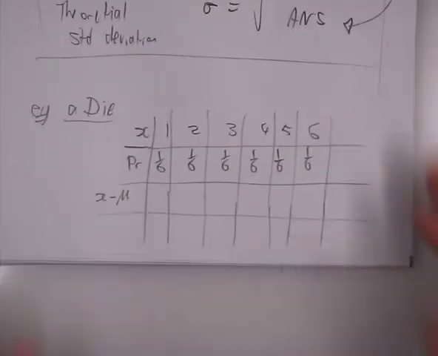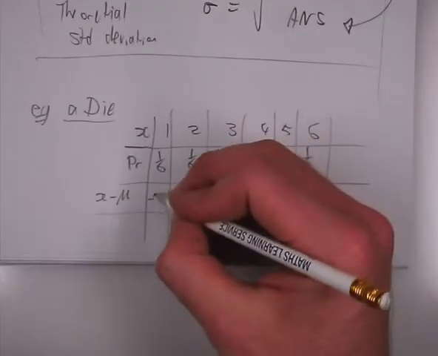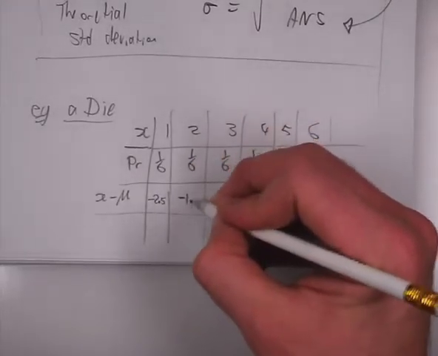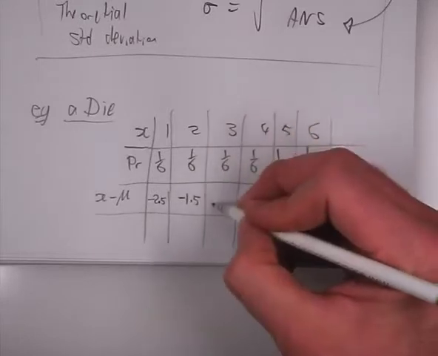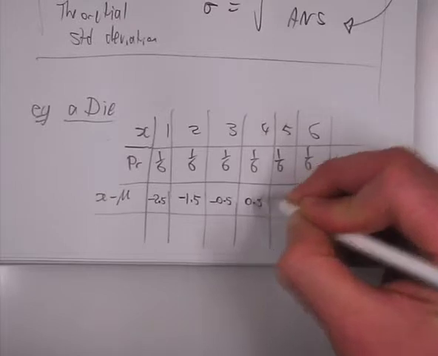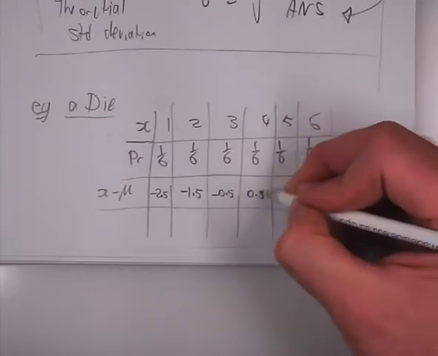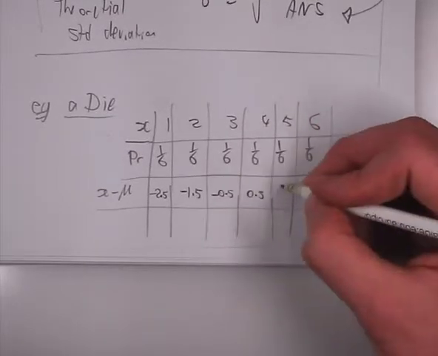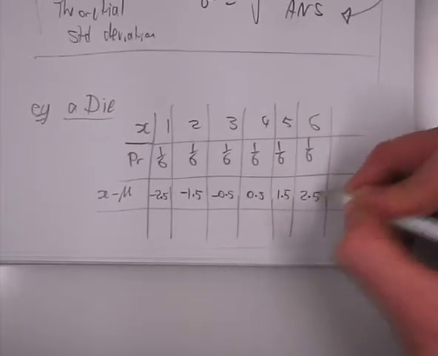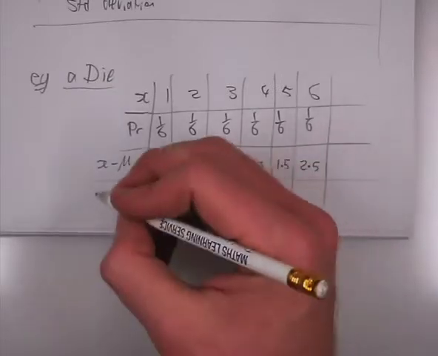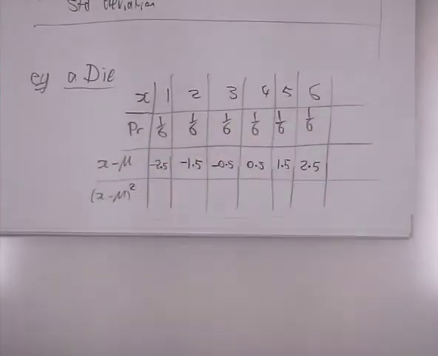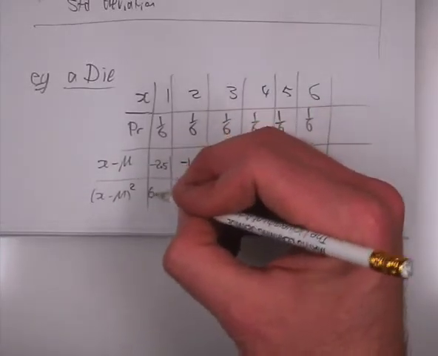Okay, so 1 minus 3.5 is negative 2.5. 2 minus 3.5 is negative 1.5. 3 minus 3.5 is negative 0.5. 4 minus 3.5 is plus 0.5. 5 minus 3.5 is 1.5. And 6 minus 3.5 is plus 2.5. And then I have to square all those answers. 6.25.